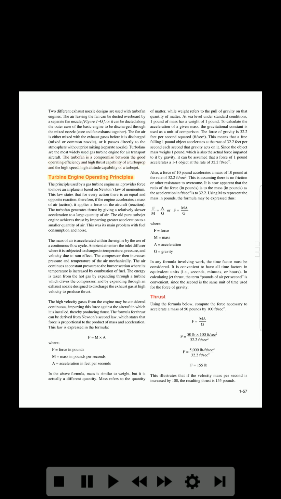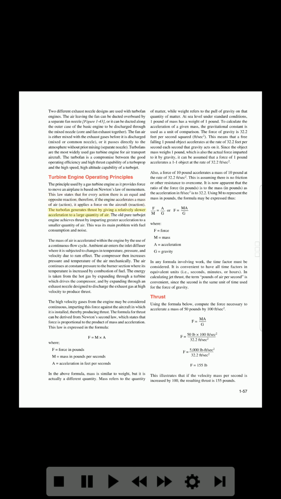Turbine engine operating principles. The principle used by a gas turbine engine as it provides force to move an airplane is based on Newton's law of momentum. This law states that for every action there is an equal and opposite reaction. Therefore, if the engine accelerates a mass of air (action), it applies a force on the aircraft (reaction).